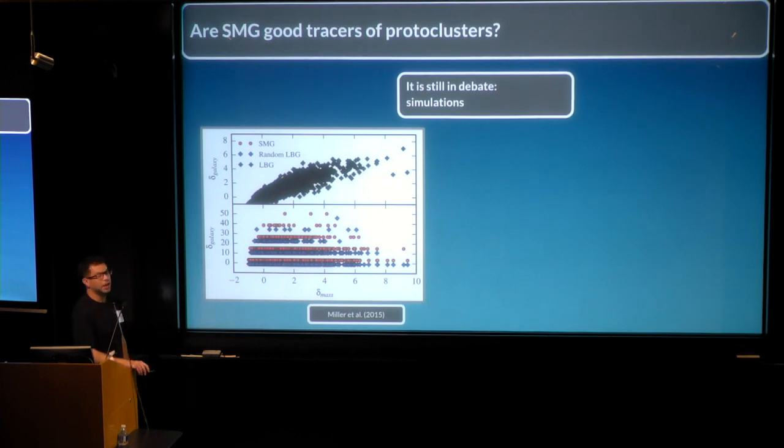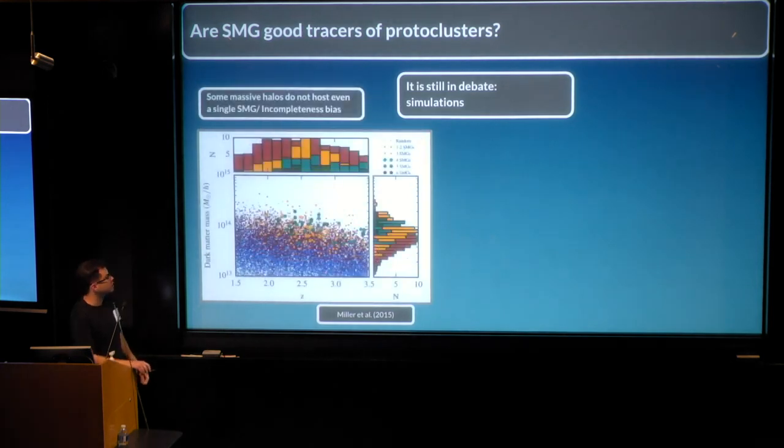But it's still in debate whether SMGs really are good tracers of protoclusters. In this work from simulation, Miller et al. 2015, we can see that the overdensity traced by galaxies, for example Lyman break galaxies, correlates pretty well with the overdensity of dark matter, but that is not the case for SMGs, which are in the bottom panel. They're much more scattered. In some cases it is not very correlated. For example, we can obtain a pretty large galaxy overdensity traced with the SMGs, but not have an overdensity of dark matter.